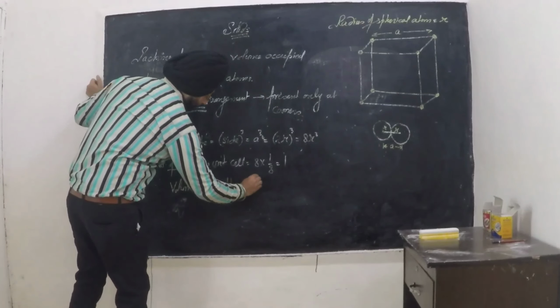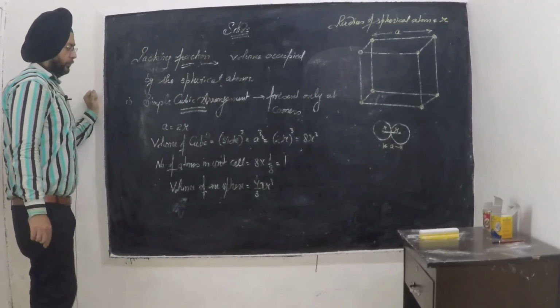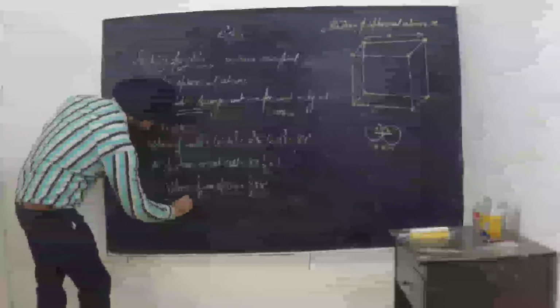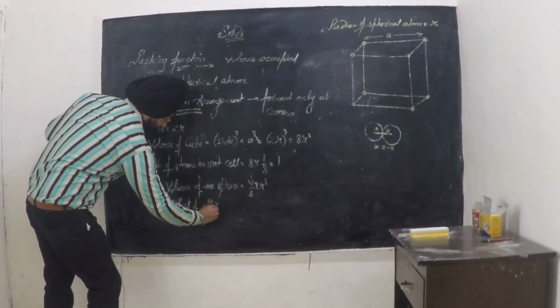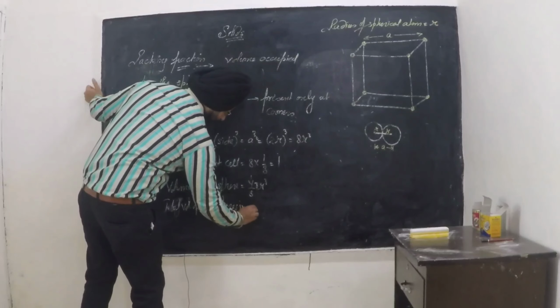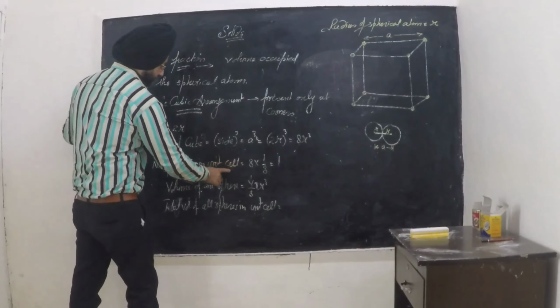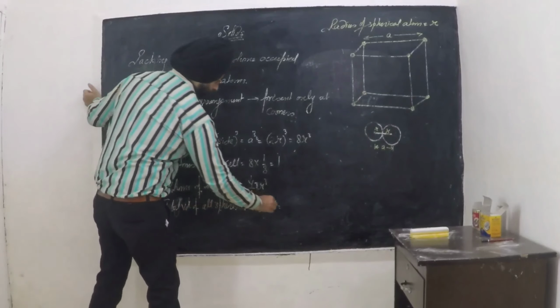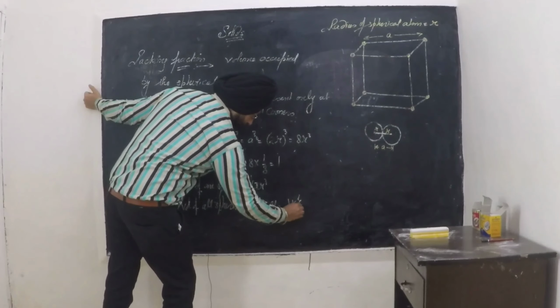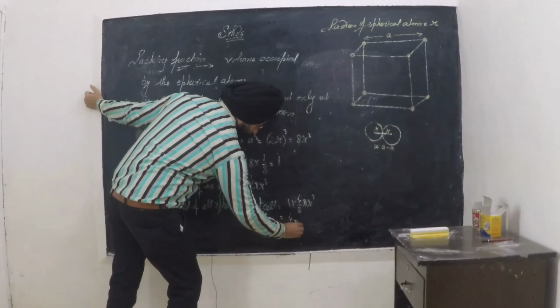So the volume of one sphere, as in the formula, is 4 by 3 pi r cube. So total volume of all the spheres in the unit cell. You have to multiply the number of atoms in the unit cell with the volume of one sphere. So 1 into 4 by 3 pi r cube. So the formula will be again 4 by 3 pi r cube.